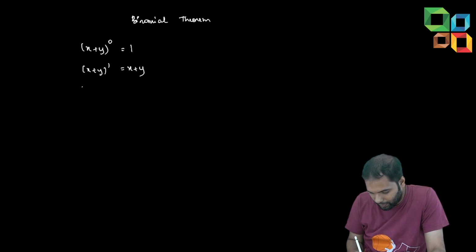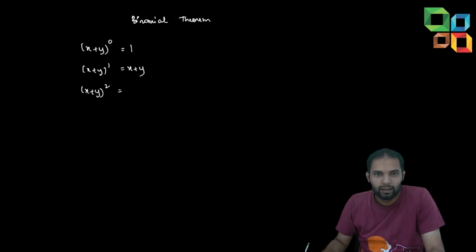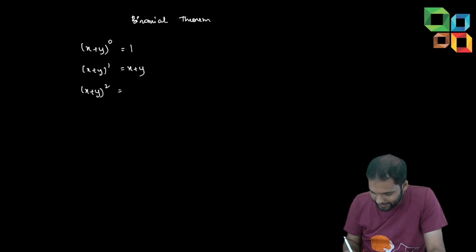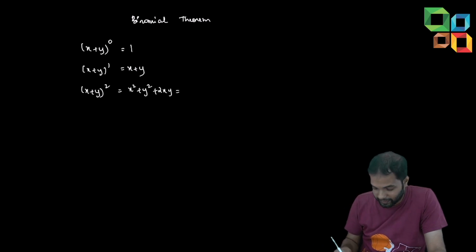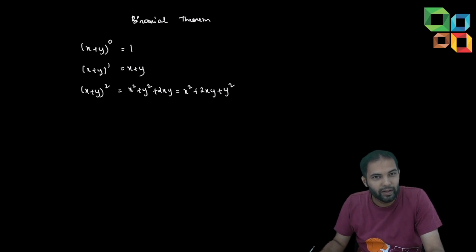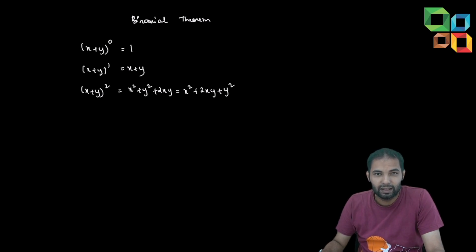Now, when we talk about x plus y whole square, we all know this. It's x square plus y square plus 2xy. I can write this in different ways: x square plus 2xy plus y square, or I can start with y square and so on. But first of all, how do we get this? Where do we get x square and y square? And where do we get an extra 2xy term?